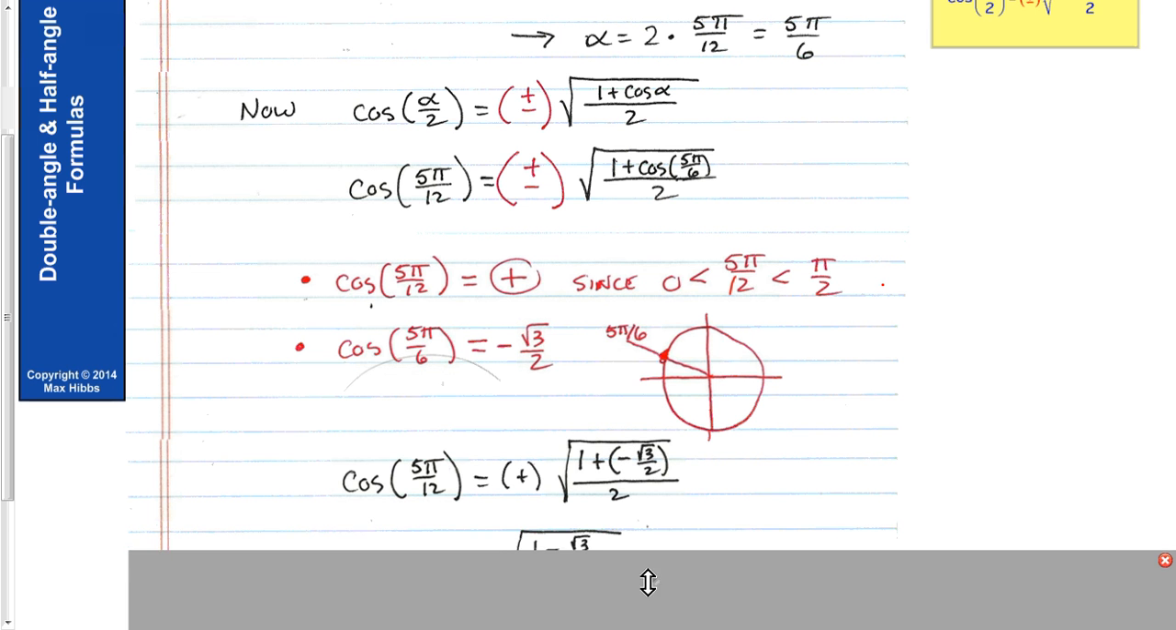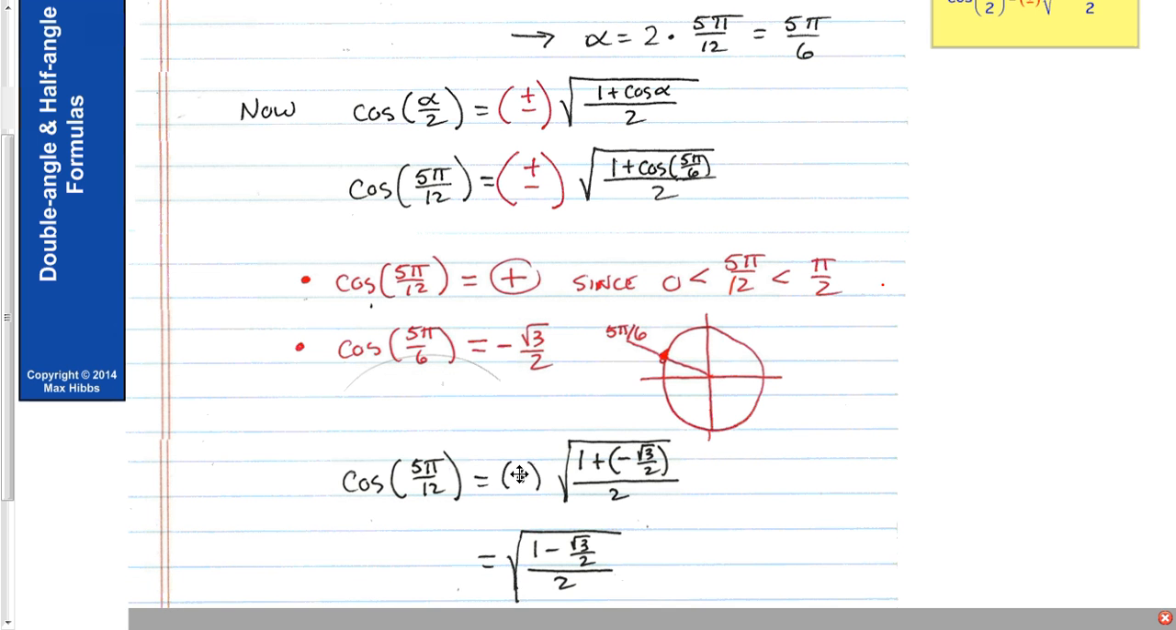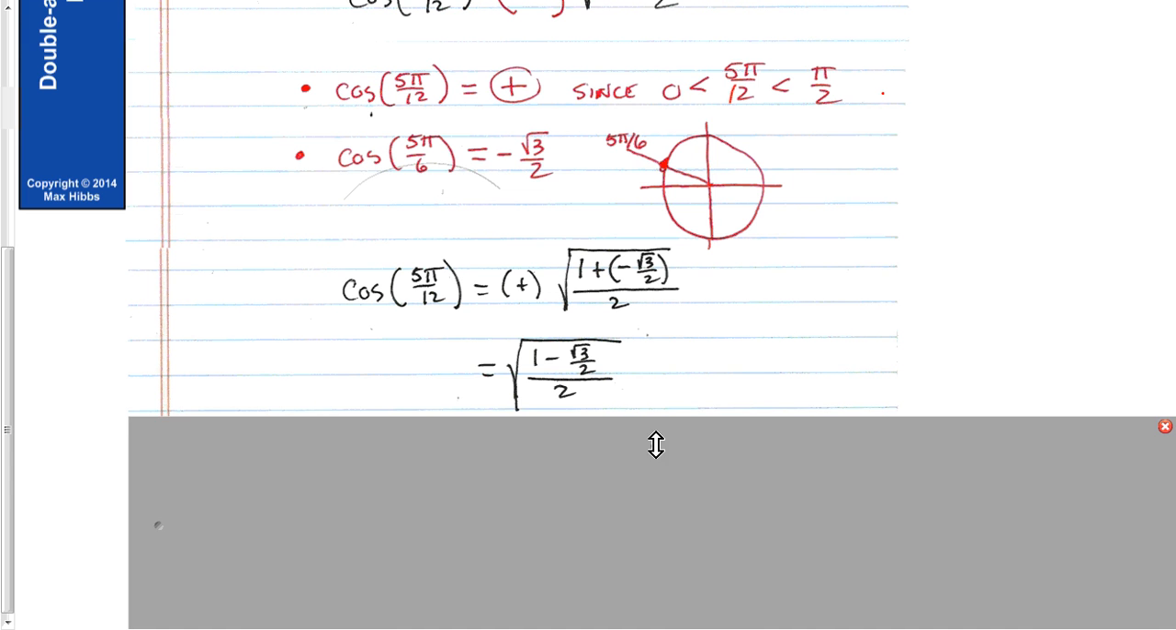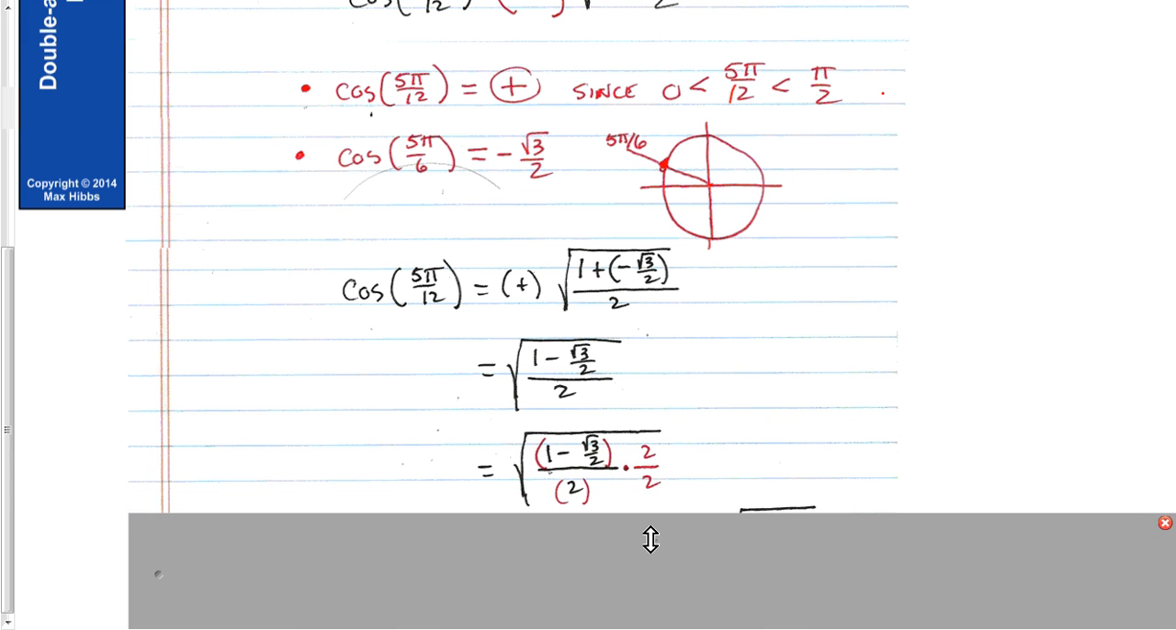And so we begin simplifying now. Of course, we don't need to write that plus in front any longer. 1 plus a negative is the same as 1 minus. And we're going to do what we did in the previous example. We're going to multiply under the radical by 2 over 2 so that we can get rid of this fraction, square root of 3 over 2.